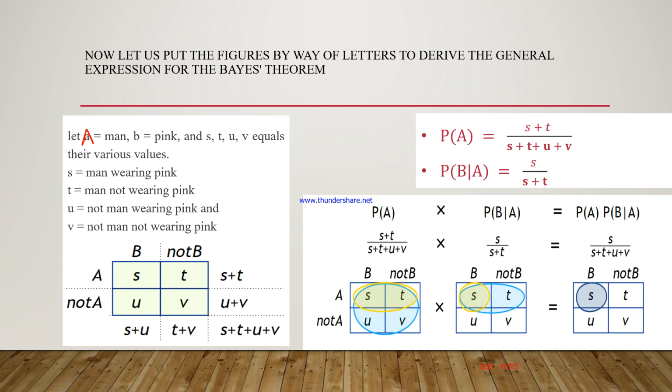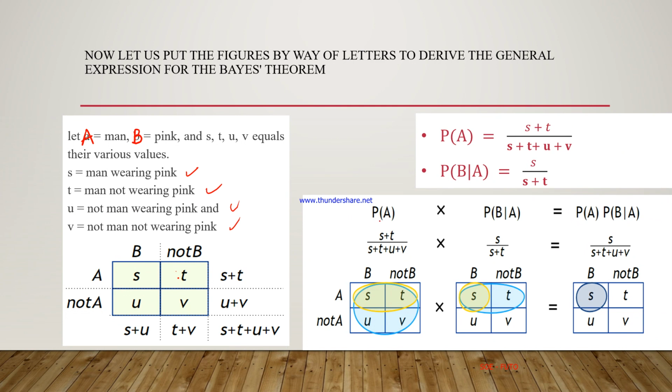Now let A in this diagram be man, and B in this diagram represent pink, just as we have in the previous slide. And we have S, T, U, V as the contents of whatever the values represent. Now, let S be the probability of man wearing pink, and let T be the probability of man not wearing pink. Is actually a man, but not wearing pink. Now U is going to be the probability of not man wearing pink, and V equals the probability of not man not wearing pink. Okay, so that is it.